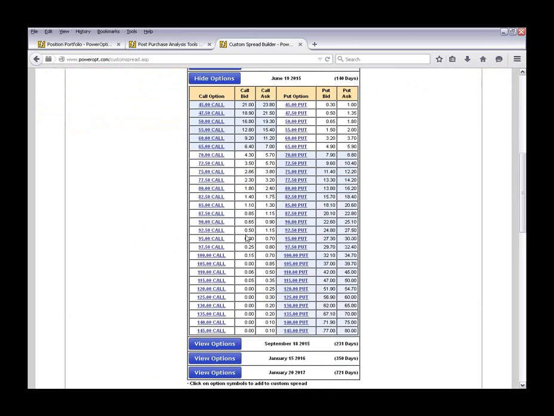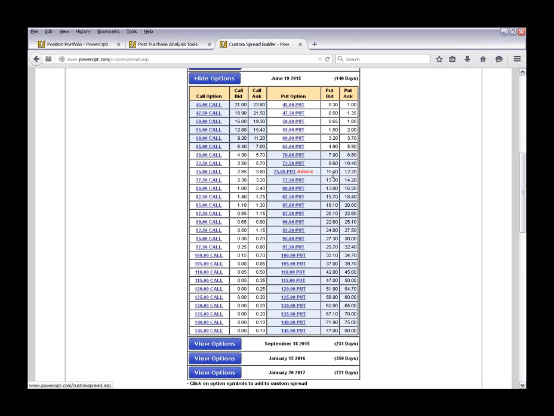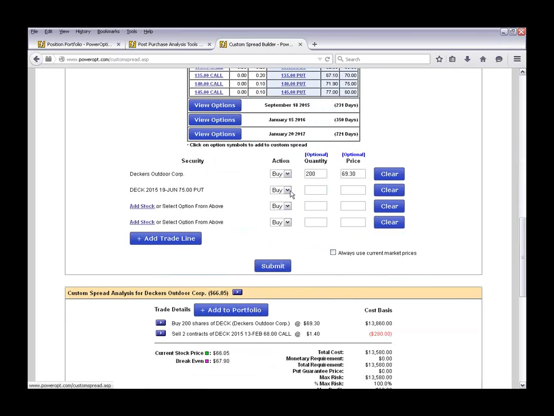150 days. Let's go to June. It's close. I'd like to go a little bit farther. My target price maybe for this stock recovering is around, let's say, $76, $77 per share in the next 5 months, 4 months or so. So let me look at the 75 put, 11.40 to 12.20. So the midpoint would be about 11.80, 11.90. So let's just say 12 even. So I'm going to buy 2 at 12.